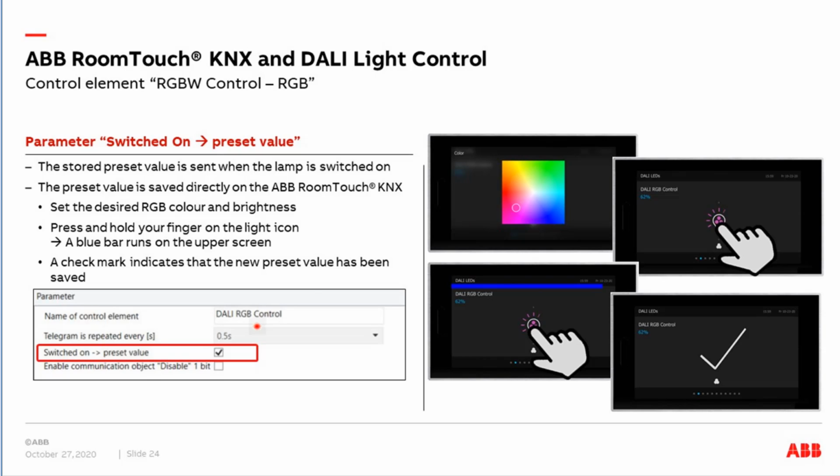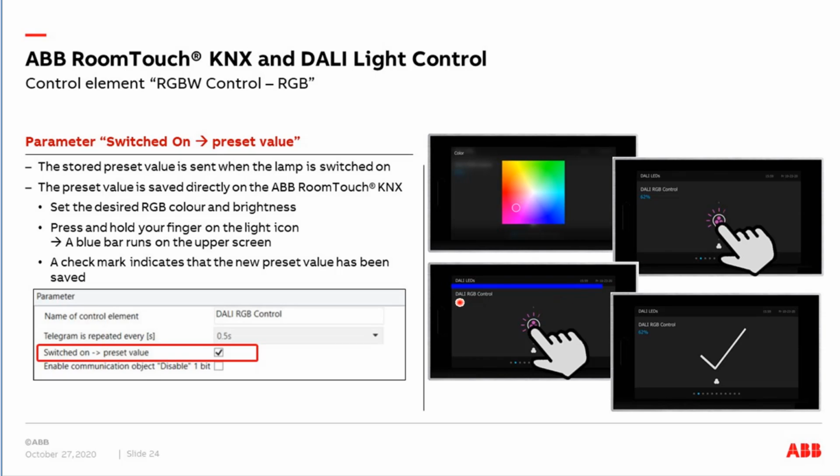If we want to use this feature, then we have to tick "use this preset value", and then the end user can go to his RoomTouch. He selects the LED strips. By the slider, he can set at first the brightness level, and then here he can change the RGB color, for example purple or pink. Then he goes back to his element, and he presses and holds the finger on this light icon.